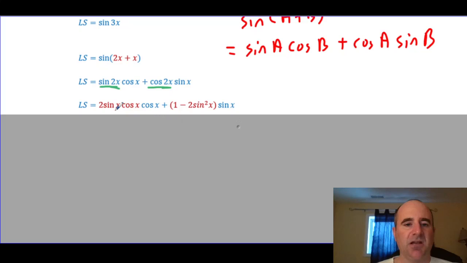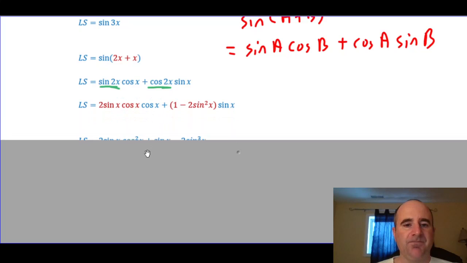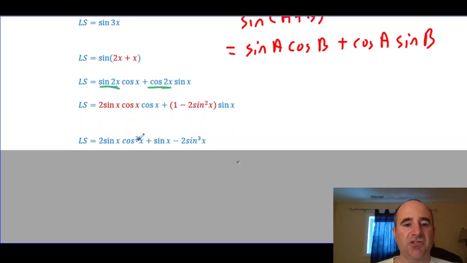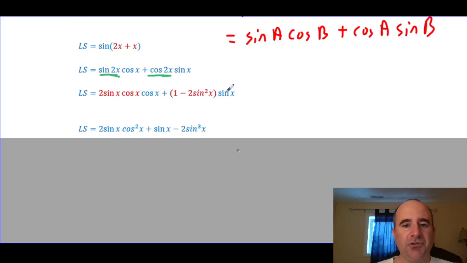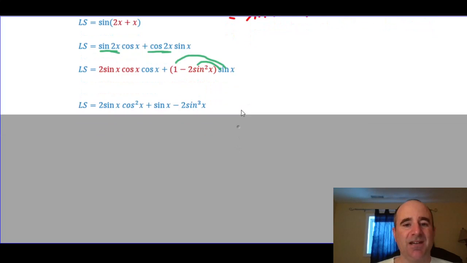I'm just going to clean this up now. Multiply this stuff together, and you get 2 sine x cos squared x. Cos x times cos x is cos squared x. And then I'm going to multiply everything in the brackets by sine x. So sine x times 1 gives me sine x. Sine x times negative 2 sine squared x gives me negative 2 sine cubed x.